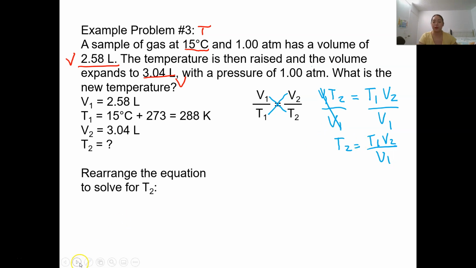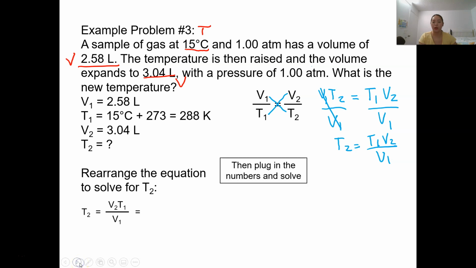And here we are, we rearranged the equation to solve for T2. This is what I got. And then you just plug in the numbers and solve. When you plug in the numbers, you should get 339 Kelvin.